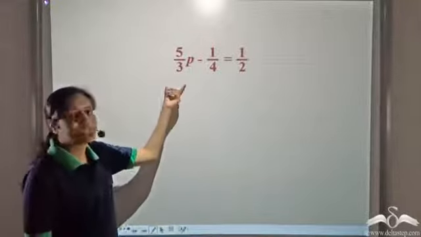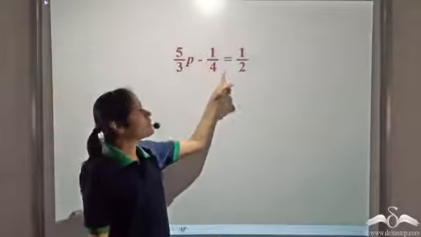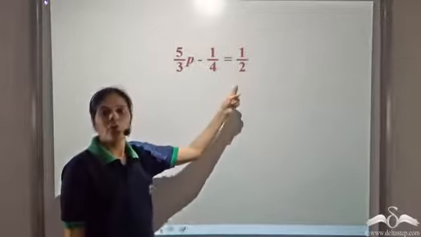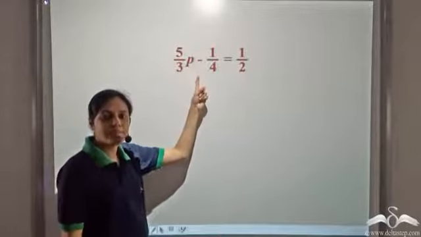We need to solve this equation: 5 by 3p minus 1 by 4 is equal to half. In order to solve it, we should have only p on one side.